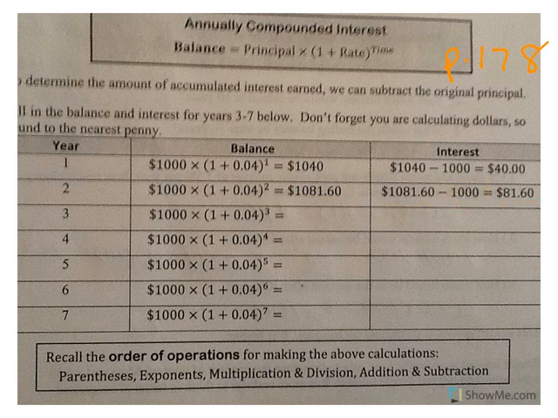So at this time, I would like you to hit pause and go ahead and finish 3 through 7. When you're done, go ahead and hit play and see if your answers for balance and interest match up with mine here in this table. So go ahead and get to work.